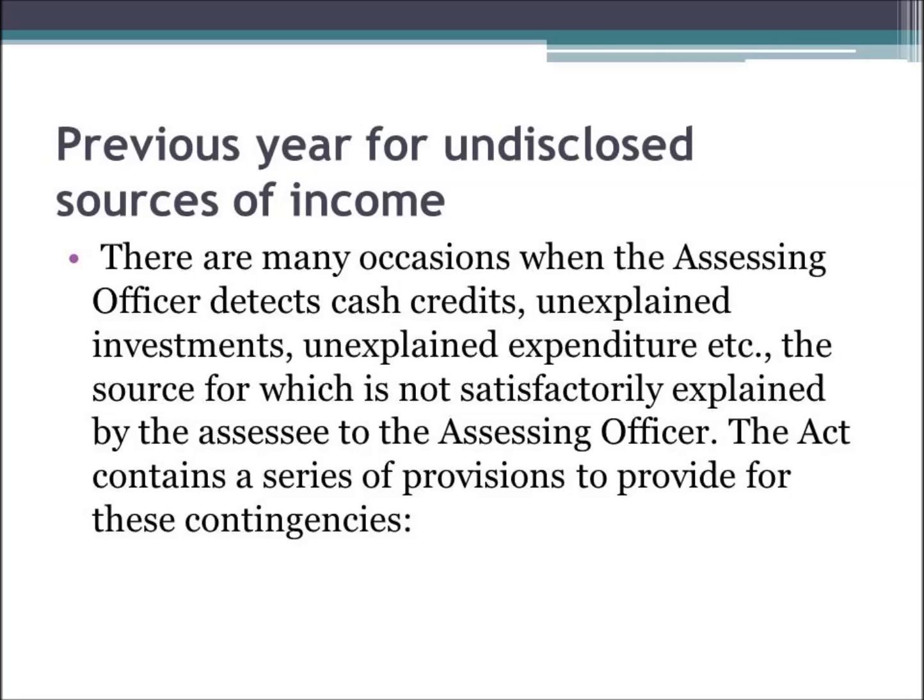Then the assessing officer charges that income to income tax, and the assessee has to pay income tax on that amount which he has invested or expended, if he is not able to satisfy the assessing officer about the source of such investment and expenditure, that is, where he got so much money from to invest or to spend. That unexplained investment and unexplained expenditure will be charged to income tax, and the assessing officer will make the assessee pay income tax on such investment and expenditure at a higher rate also. So let us discuss these cash credits, unexplained investments and unexplained expenditure in detail in the coming slides.